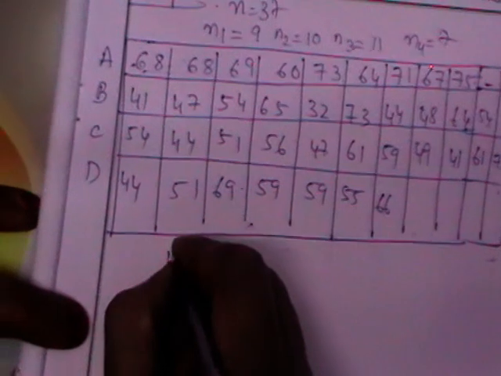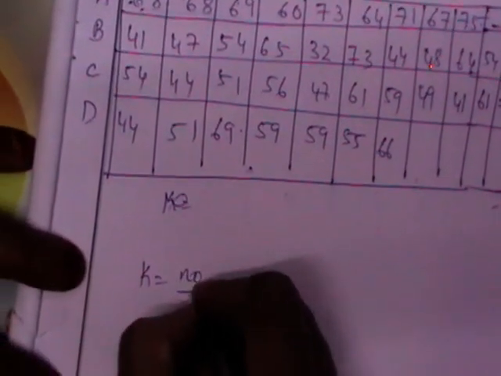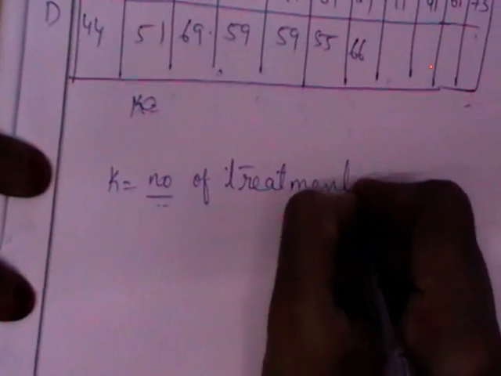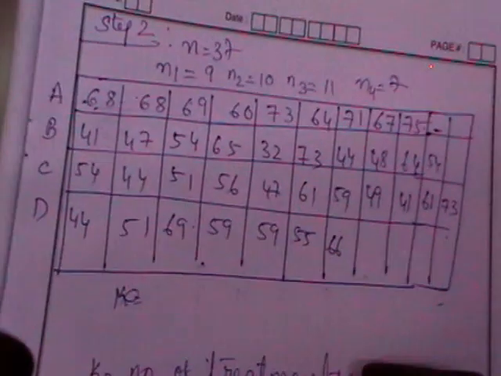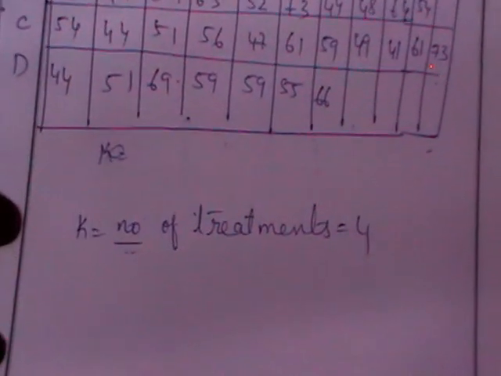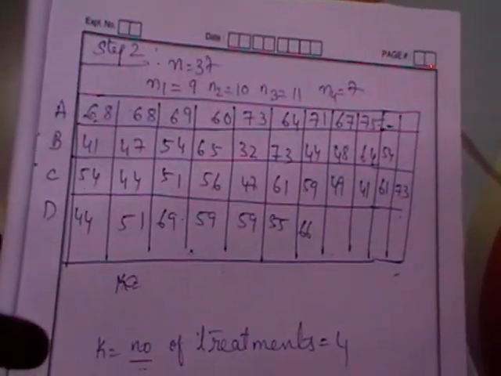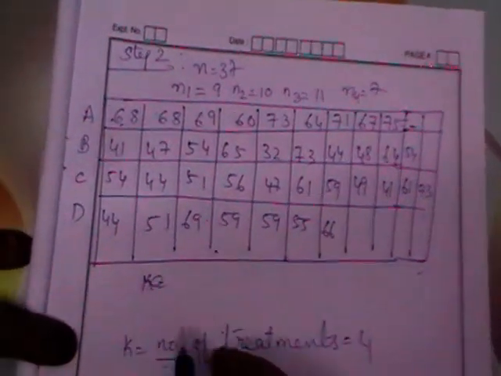Identify all these. And also, we use K for the number of factors, the number of treatments. Treatments means the types of textbooks we are using, which is 4. So in the usual notation, identify the total number of observations n, then n1, n2, n3, n4 and k.